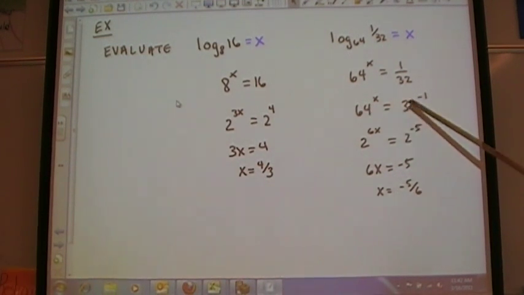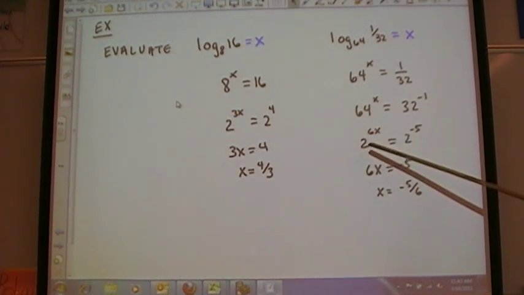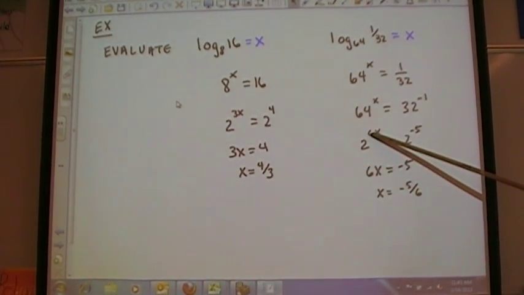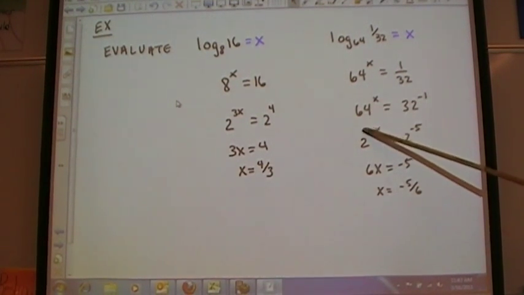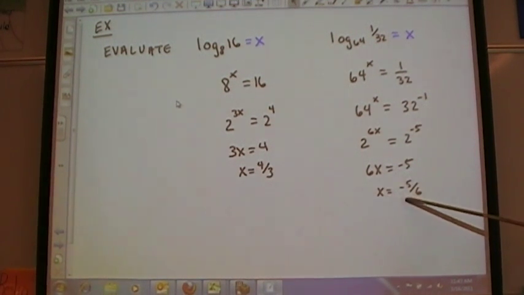Now, the common base here is also 2. If there's a larger one, then use it, but there's not. 64 is 2 to the 6th. So 6 times x is 6x. 32 is 2 to the 5th. 5 times -1 is -5. So again, once the bases are the same, set the exponents equal to each other and solve for x. Does that make sense? Okay? So basically we're using our definition of a logarithm, getting the same bases, and then solving. Does everybody have that down?